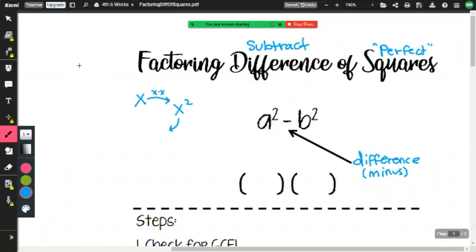Divide? Think about it. How do you go back to the beginning? We're trying to go full circle. We're trying to go back to the beginning.